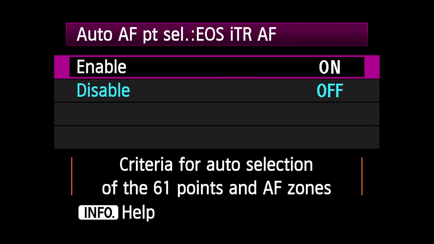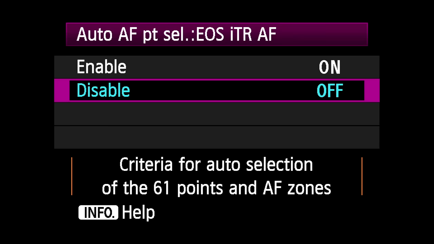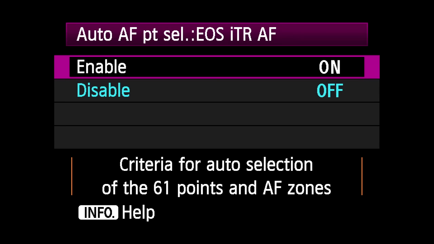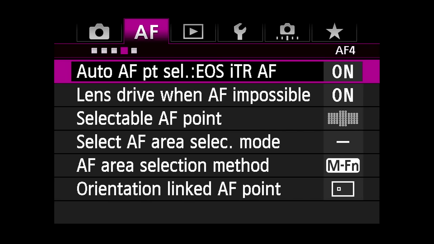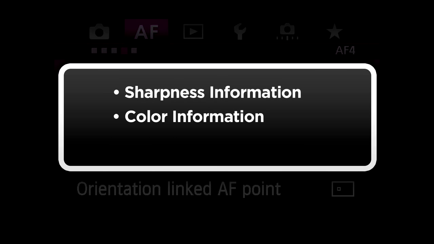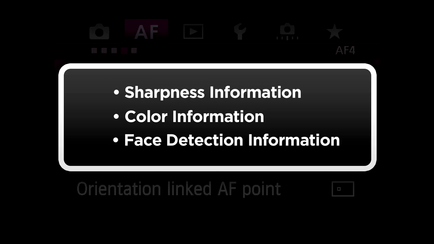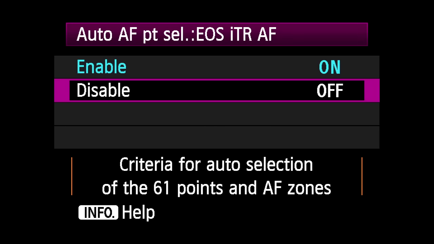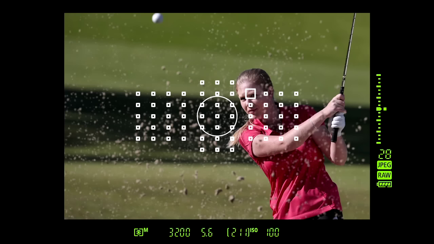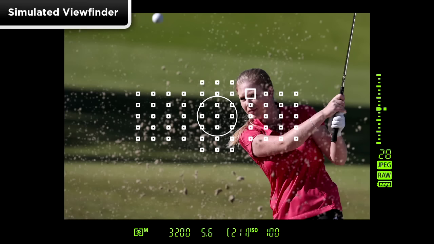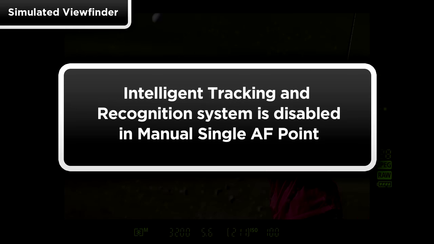In the fourth AF menu, Auto AF Point Selection: EOS ITR AF gives you the option to enable or disable the Intelligent Tracking and Recognition System. When ITR is enabled, automatic AF point selection is based upon sharpness information, color information, and face detection information. When disabled, only sharpness information from the AF points is used for AF point auto selection. If you manually select a single AF point, the Intelligent Tracking and Recognition System is disabled even if it's been activated in the AF menu.